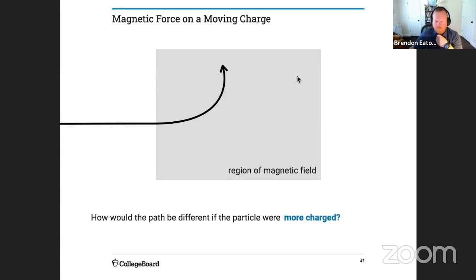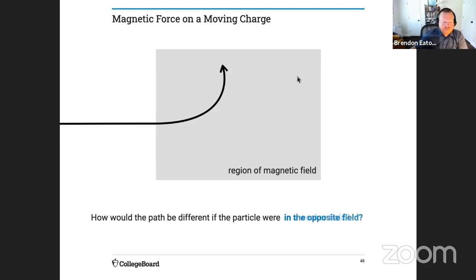So what about if you had more charge, more q? Where is q located in the equation that you wrote down for this? So q is on the bottom of the fraction. And if q is larger, that means that R would be smaller. You would have a smaller radius for the circle. Now, what about a weaker field? That's on the bottom of the fraction too. So if you had a smaller B, that means that you would have a larger radius as well.